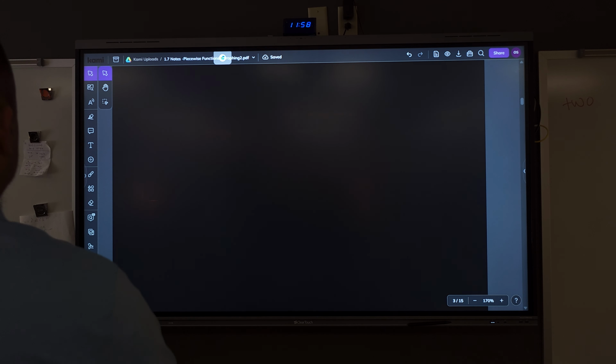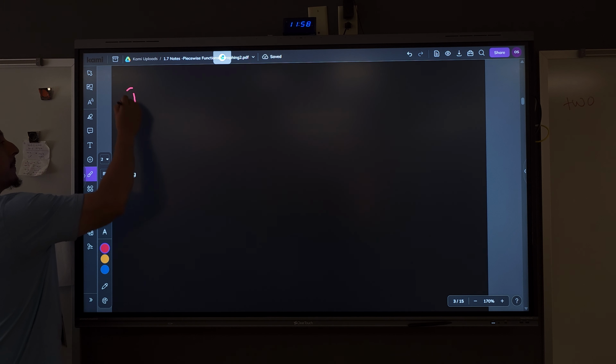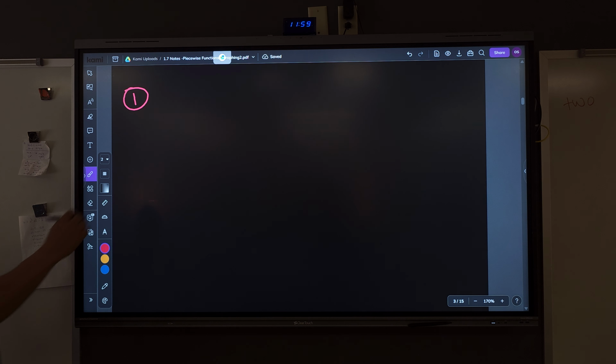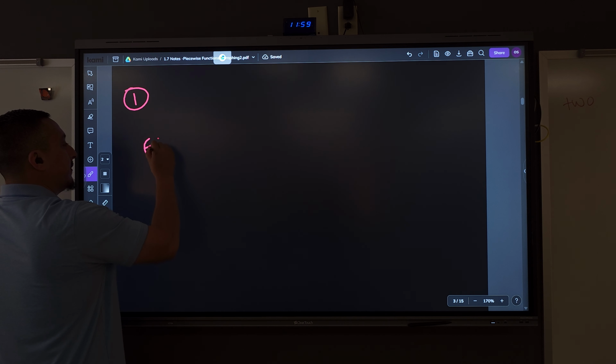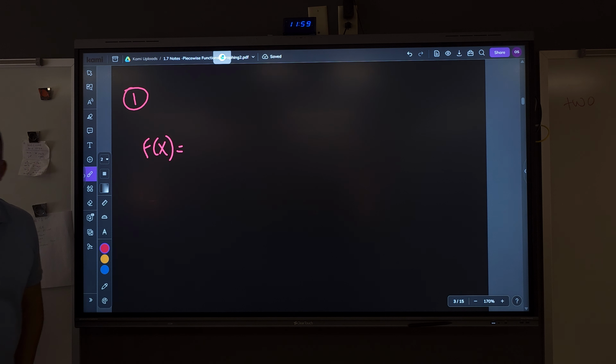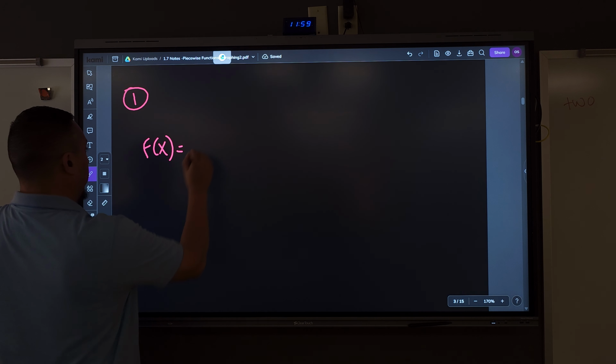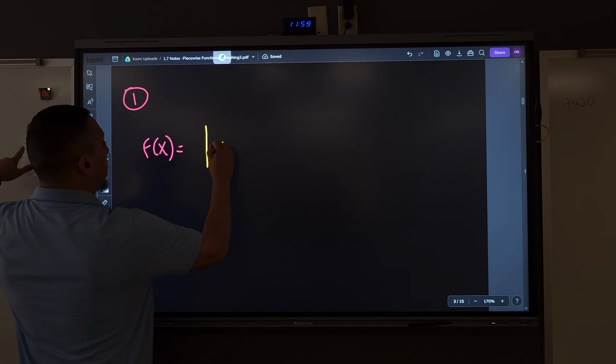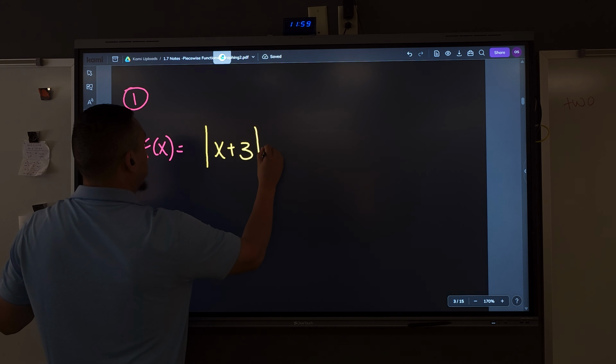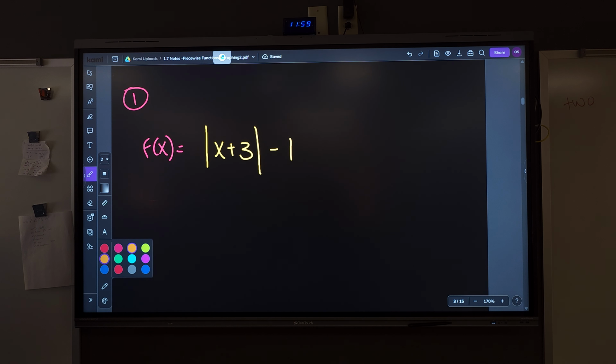Okay, so here we go, guys. Number one, we're gonna graph a piecewise function. So let's say you have f of x. Now, I'm gonna direct my attention to those that were absent. In the past, you would just have this: absolute value of x plus 3 minus 1. That would be it. You would have one equation.